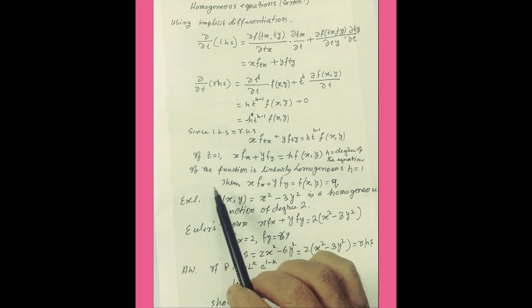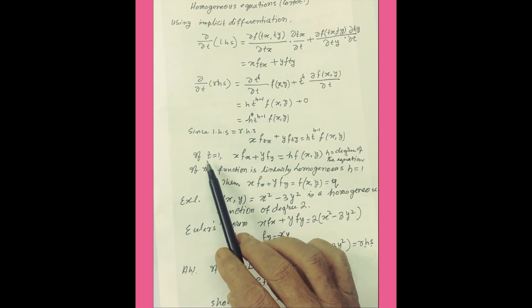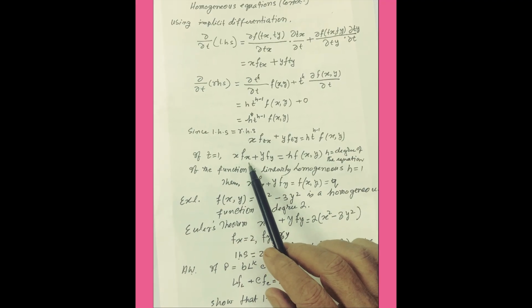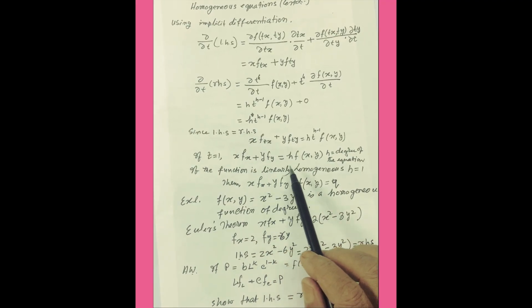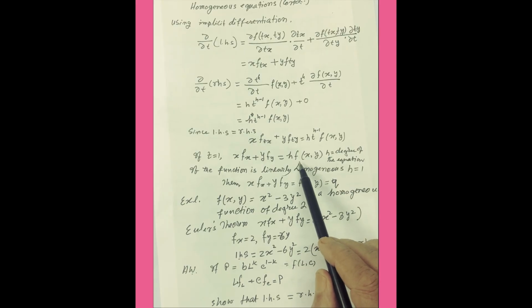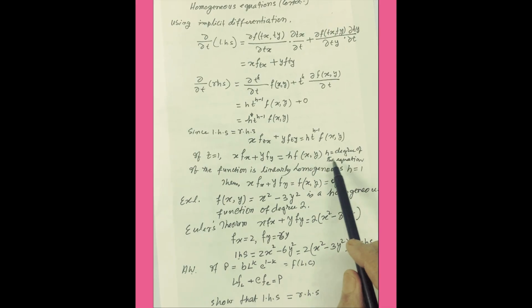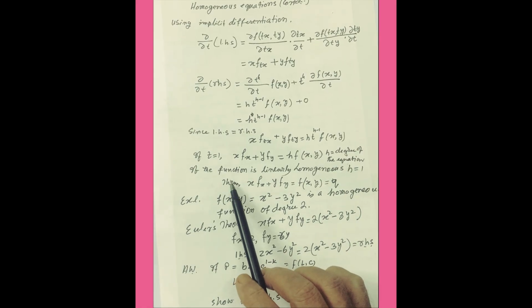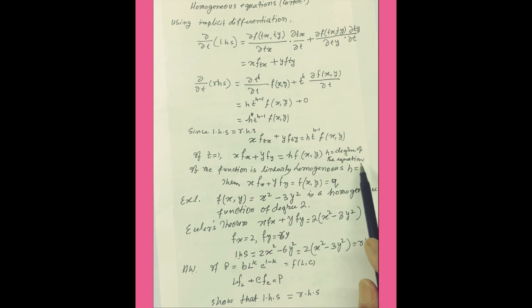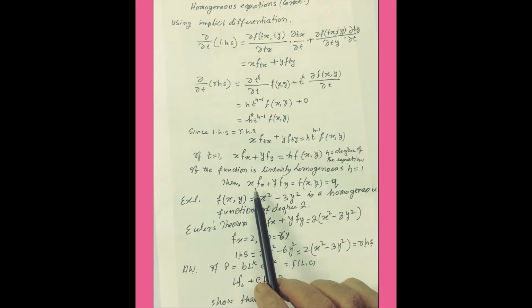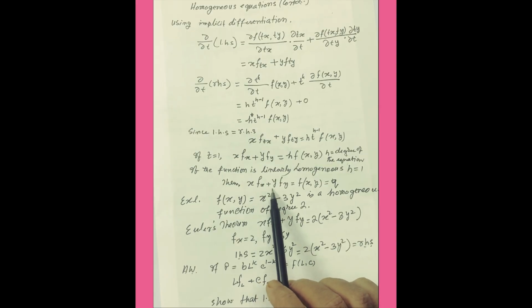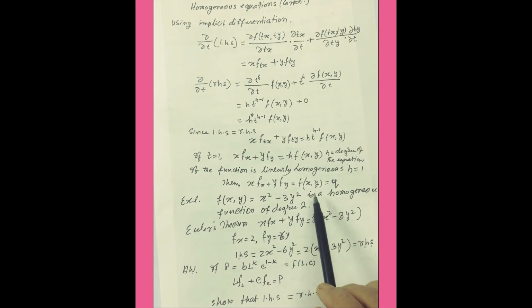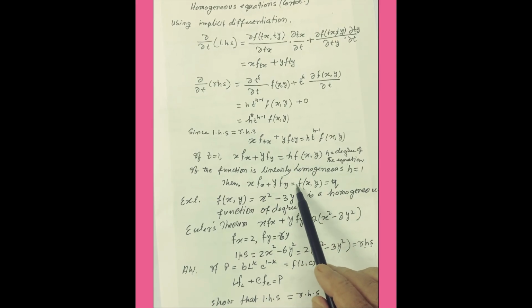Now if t is equal to 1, then x fx plus y fy is equal to h times f(x, y), where h is the degree of the equation. If the function is linearly homogeneous, then h is equal to 1. So in that case, x fx plus y fy is equal to f(x, y), which is q, because h is 1.